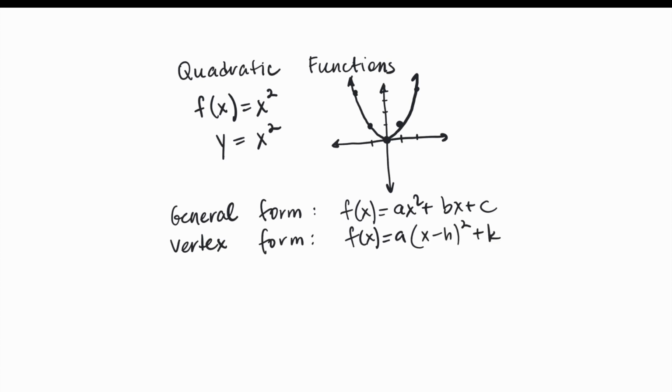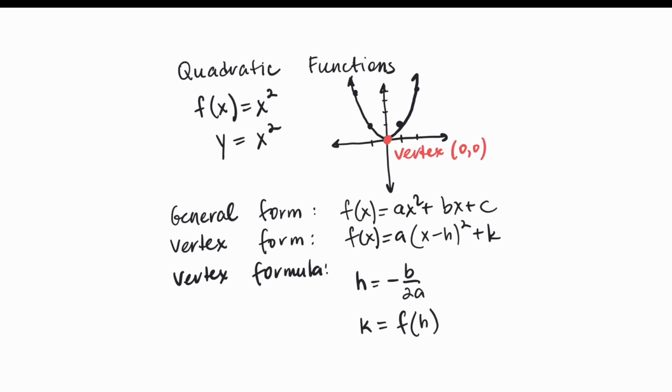And finally, there is a formula that will help you to find a very specific point on the graph of a quadratic function. That point is called the vertex. That's the turning point of the parabola. So for this basic one, I marked it in red. The vertex is at (0, 0), but it doesn't always have to be at that point in the case when the parabolas are transformed. So the vertex formula is h equals negative b over 2a. This is the formula that allows you to find the x coordinate of the vertex.